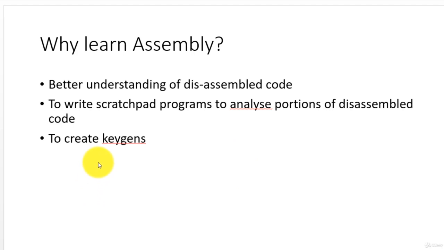Thirdly, to create keygens. Keygens, as you have seen in previous lessons, are serial key generators. So this is one of the main reasons why we are learning assembly programming.